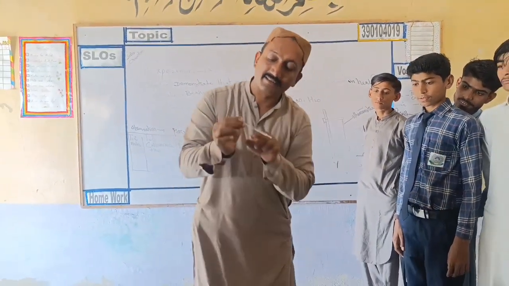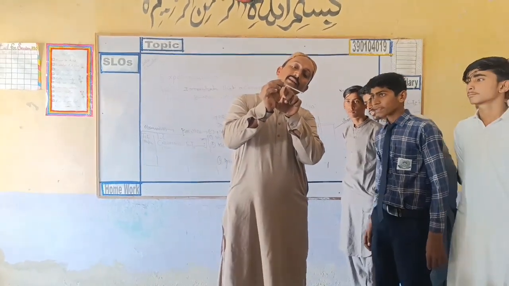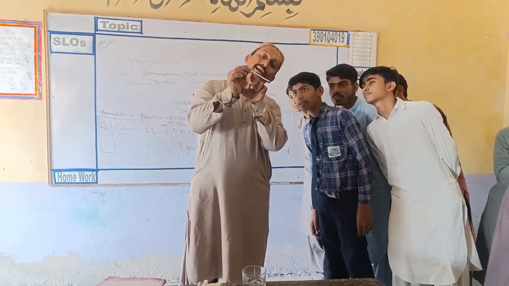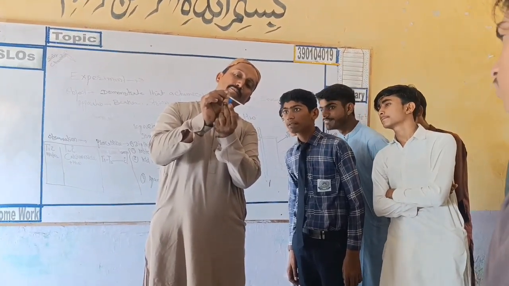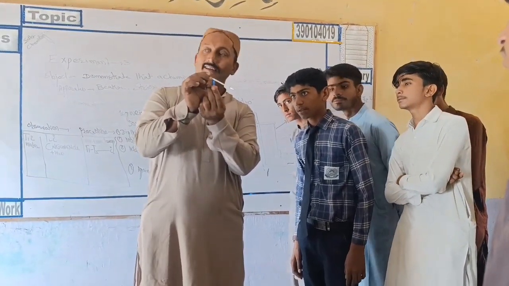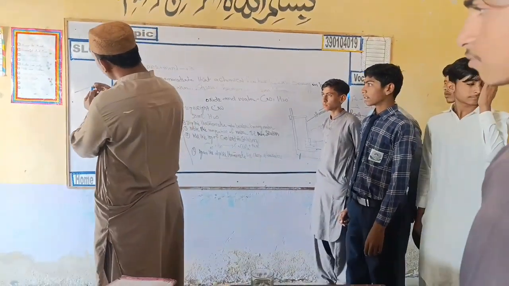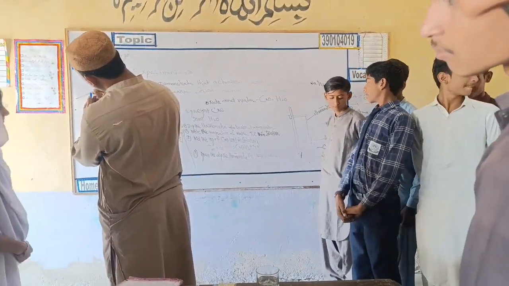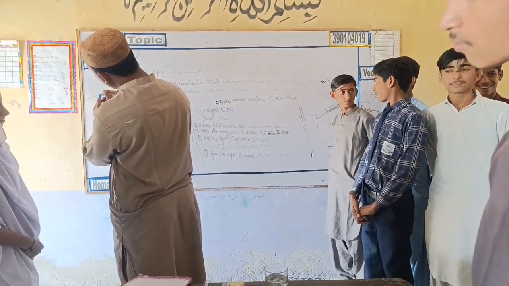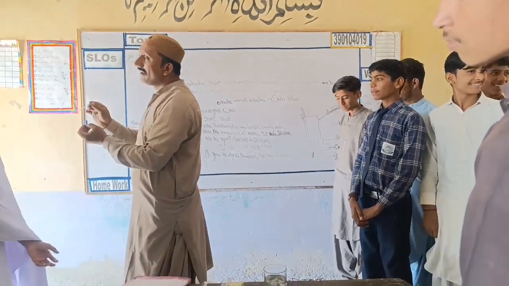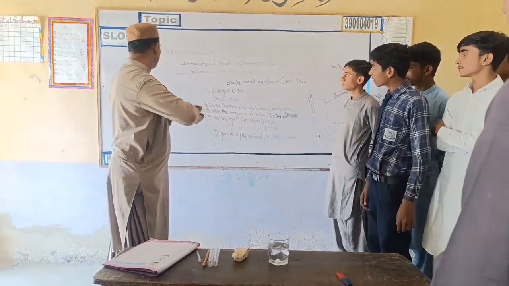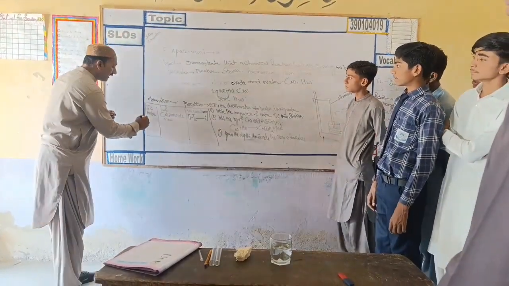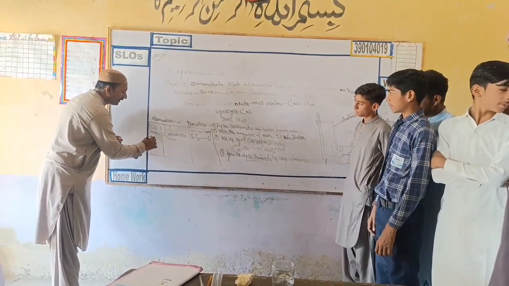The temperature increased to 40.5. The temperature of the water is 40.5. So the change in temperature is shown, which means the initial temperature is 40.5. Take the reading: 40.5.